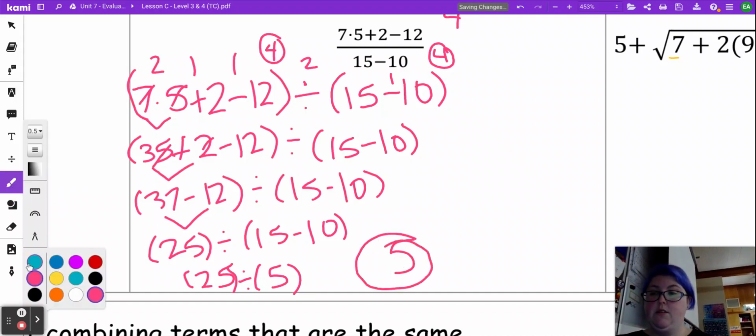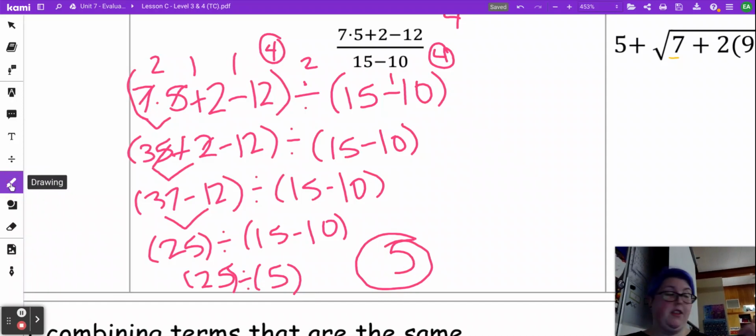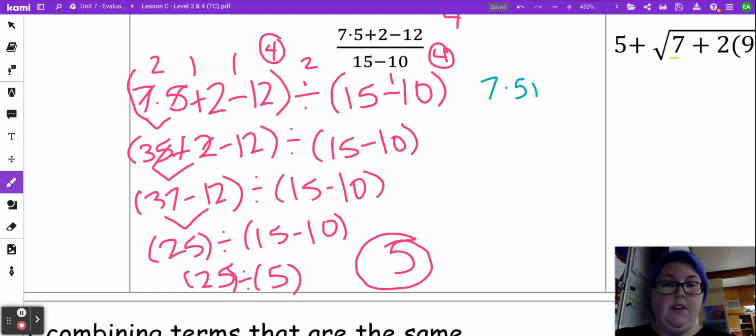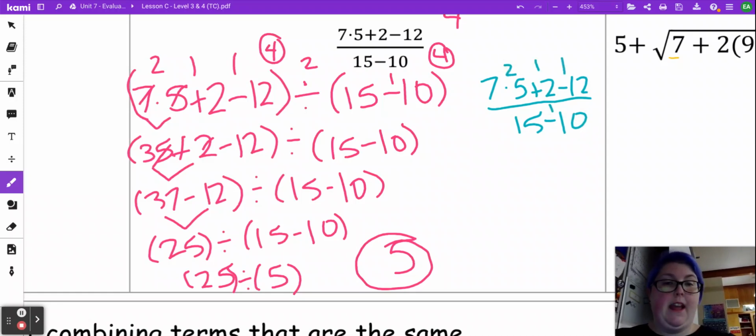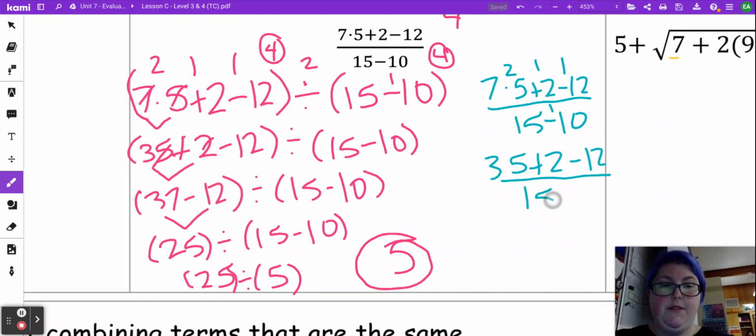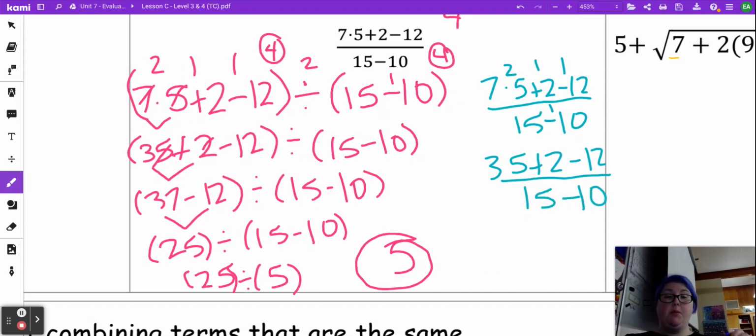So how would you solve it the other way? Well, you would copy your problem 7 times 5 plus 2 minus 12. You're still going to label your levels 15 minus 10. So that's a 2, a 1, a 1, a 1. And so then the next down would be 35 plus 2 minus 12, all divided by 15 minus 10. You'll notice we get the same thing, it's just in a different form. So whichever one makes more sense to your brain, as long as I can follow along and you're following the order of operations.